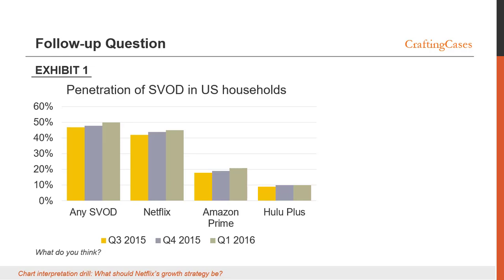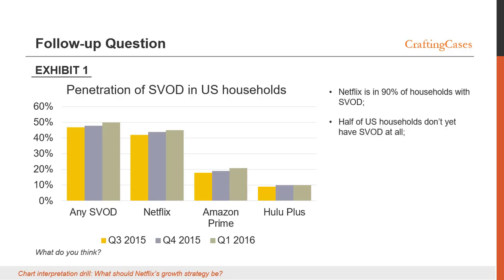Okay? Now, my insights, what I can see from this chart is Netflix is in 90% of households with SVOD, so they're in around 45% of all households, and 50% of those have any kind of SVOD. So they're in a lot of the households that already have SVOD. Number 2, half of the US households don't yet have SVOD at all. And number 3, at least 30% of households with SVOD have more than one subscription.